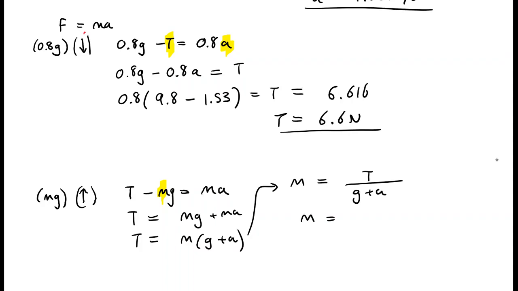m is equal to tension divided by 9.8 plus the acceleration, 0.5839. It'd be sensible to quote this in grams, as the known mass was quoted in grams. So that's 584 grams.